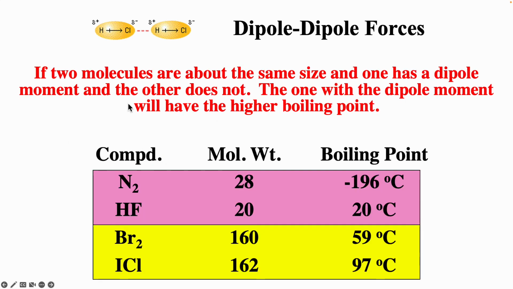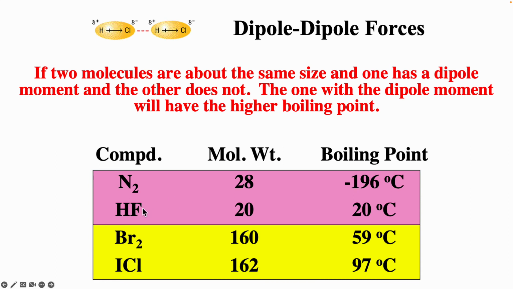And so if two molecules are about the same size, and one has a dipole moment and the other one does not, the one with the dipole moment should have a higher boiling point. Now the reason that having the same size is important is because, again, London dispersion depends mostly on the molecular weight. And so here we have N2 and HF. You have 28 grams per mole and 20 grams per mole, so that's similar. And so we can assume that the London dispersion is about the same.